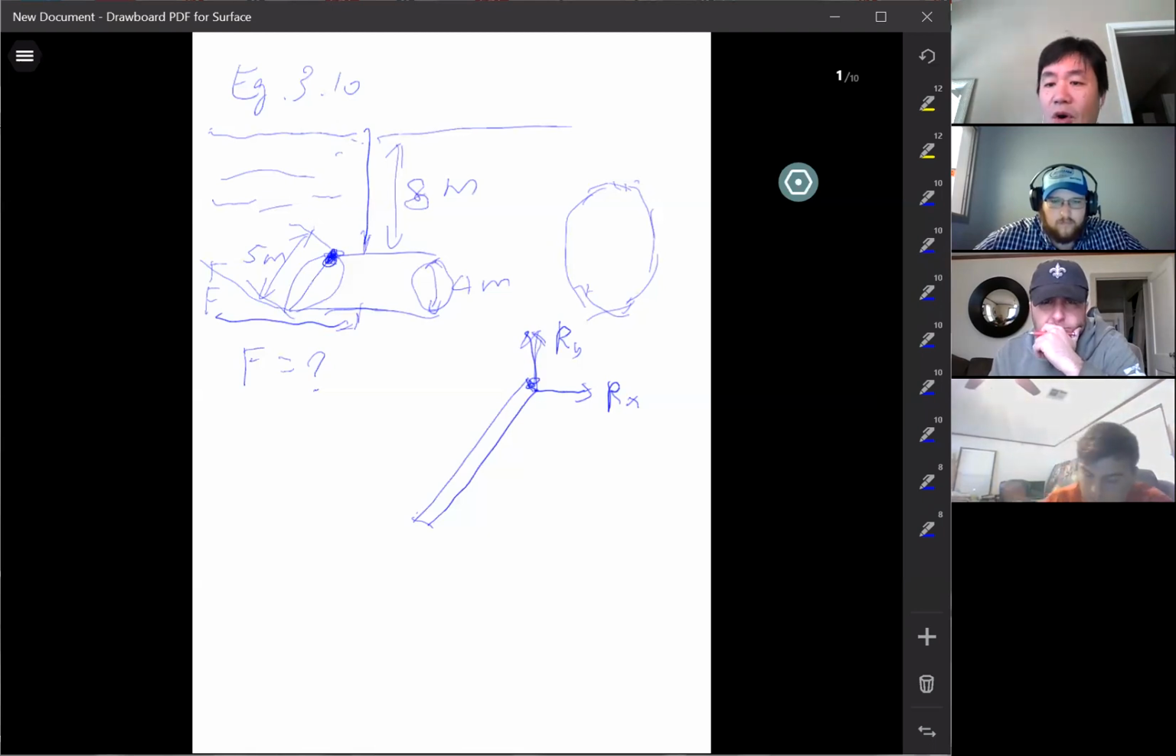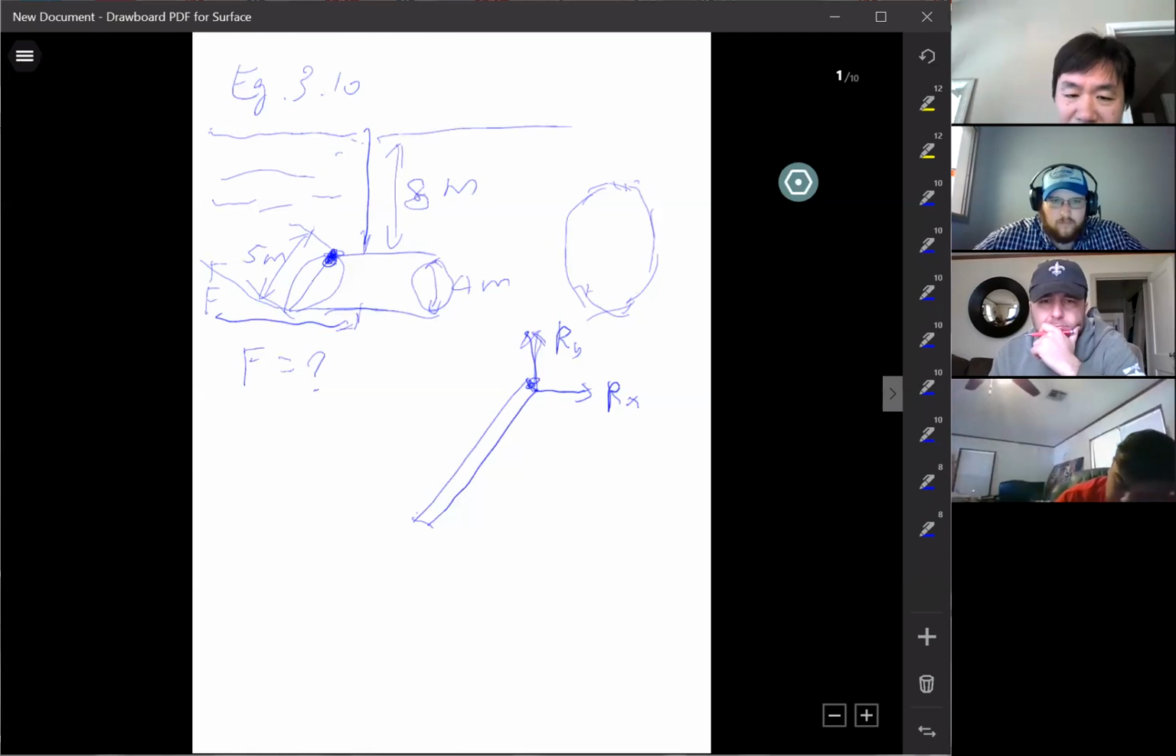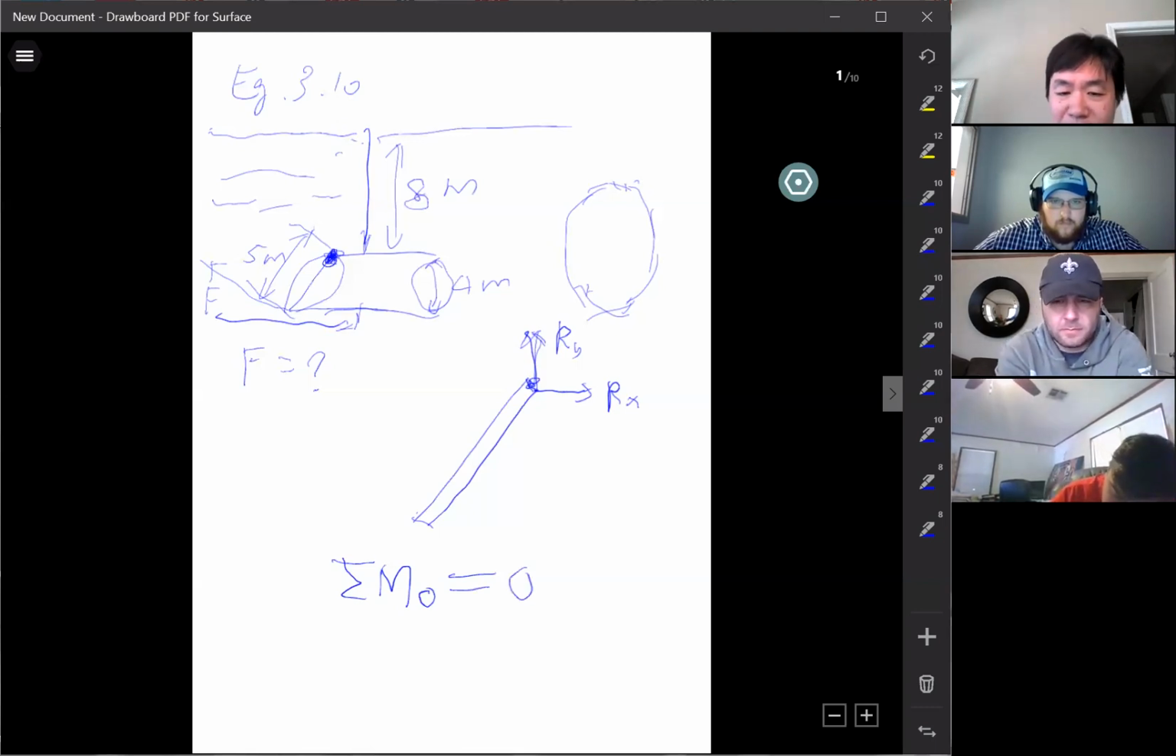So moment balance. You probably want to start the equation like this. I write it down, and I just want you to extend it. Summation of moment about a pivot point equal to 0. That's a moment balance equation. Let me draw the pivot point O for you. Where's the pivot point?